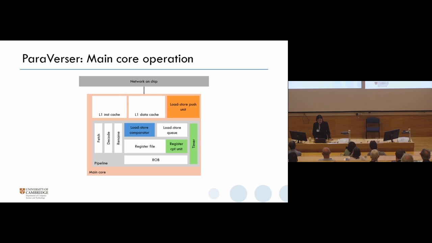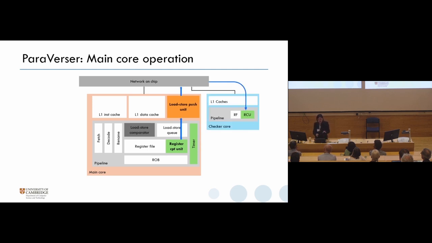On the main core side, we have the L1 data cache just as a traditional cache, and we're not going to use the load store comparator. At the beginning of the segment, we first take a register checkpoint. We send this through the load store push unit over the network and onto the checker core's register checkpointing unit. This is so that the checker core can start execution at the exact same point as the main core. Then we start counting the number of committed instructions in the segment. This is so that the checker core can stop at the same time.